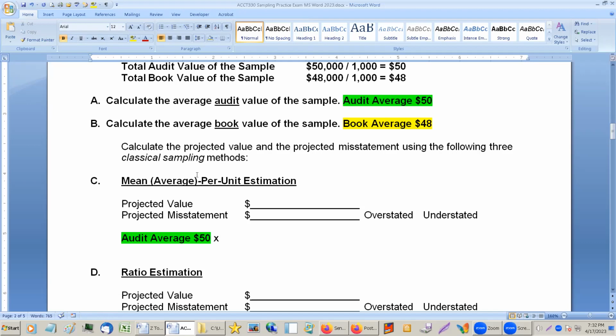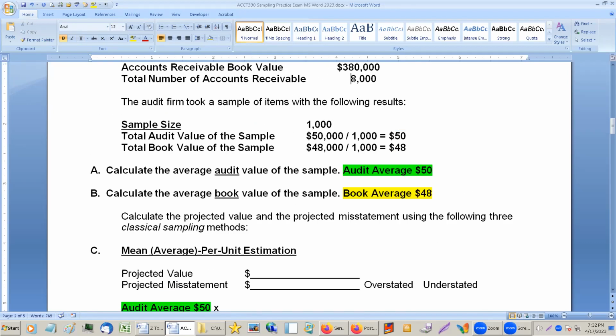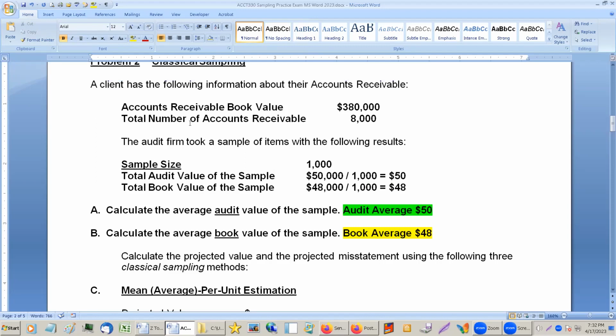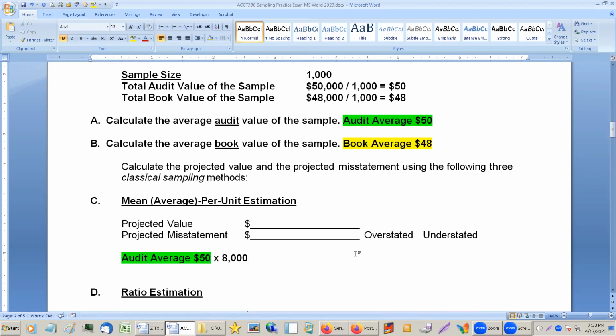We're going to say, look, you have these 8,000 accounts receivable, and everything should match up to our average. All those 8,000 items should be the same as our average. 400,000. Another little tip, turn the calculator on before you do calculations. 400,000. Okay, so this is our projected value.